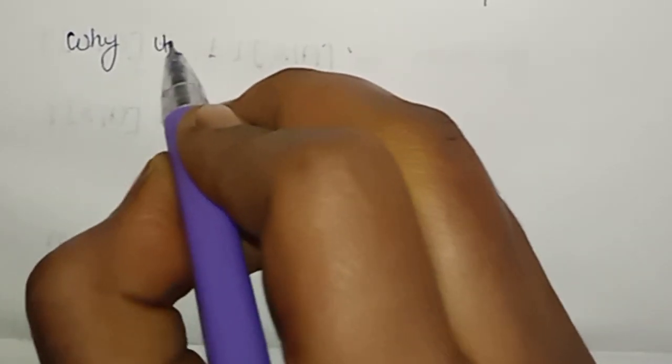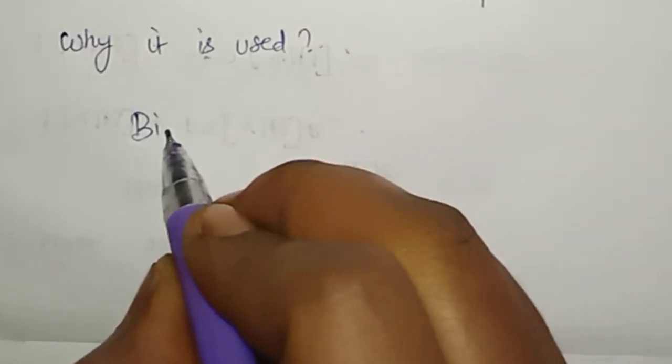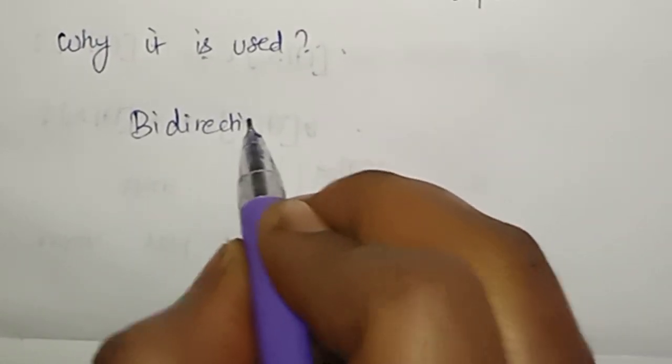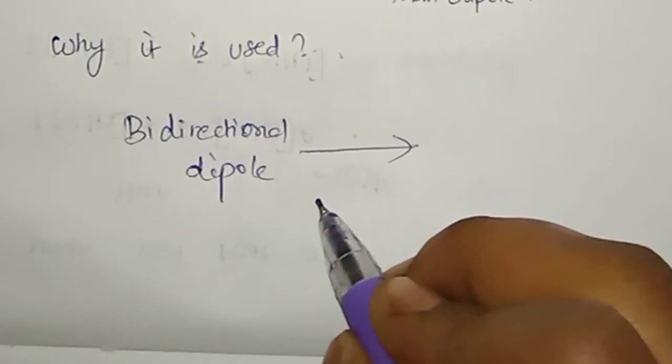Why is the Yagi antenna used? It is the one which converts the bidirectional dipole to a unidirectional system.